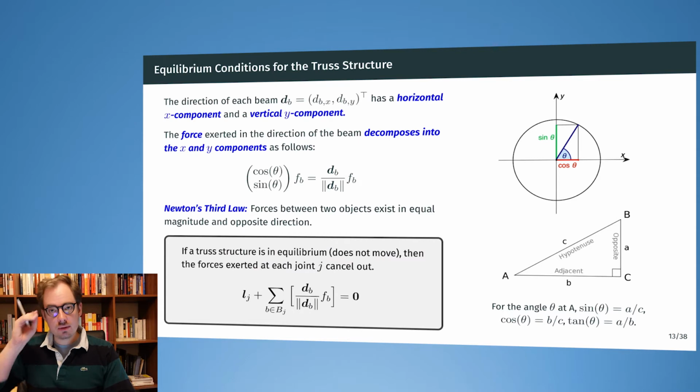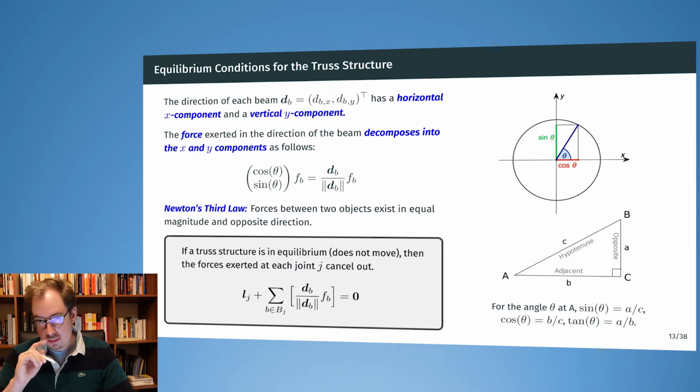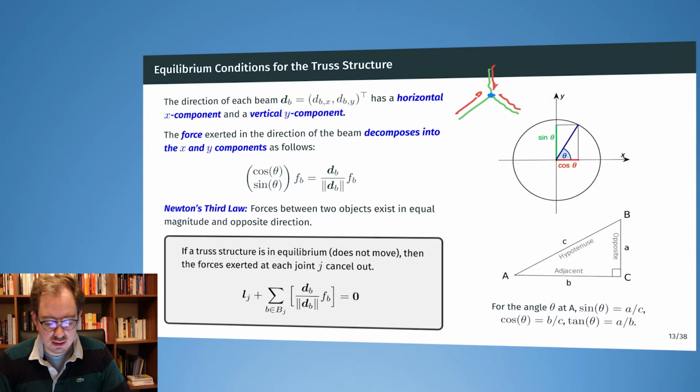And what we then have to consider are the so-called equilibrium conditions. There are forces going along in the direction of the beams, and when the beams meet at the joints, the forces that go in the direction of the beams have to exactly cancel out. So here we have a force going in the direction of this beam, a force going in the direction of this beam, and a force going in this direction. And these forces have to cancel out so that the sum of these forces in every direction is exactly zero.